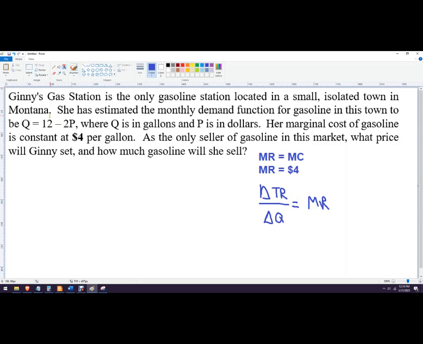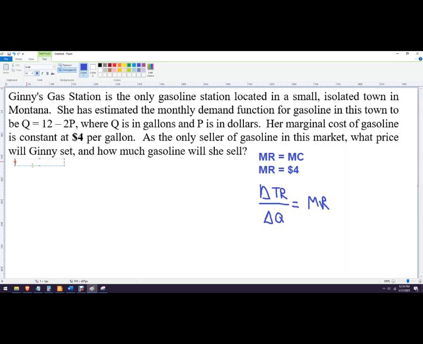So one thing I like to do is rearrange this demand function to make it an inverse demand function. So I'm just going to rearrange what's going on here so that price is isolated on its own side. So we're going to go 2P equals 12 minus Q, divide through everything by 2. So I get P equals 6 minus 1/2 Q. This is the inverse demand function.